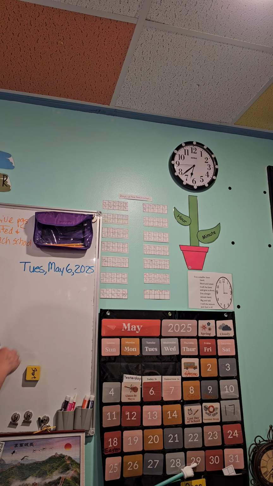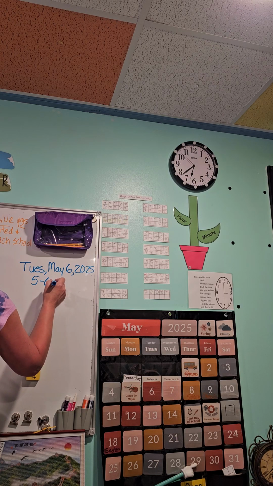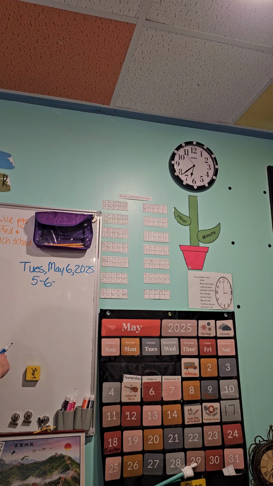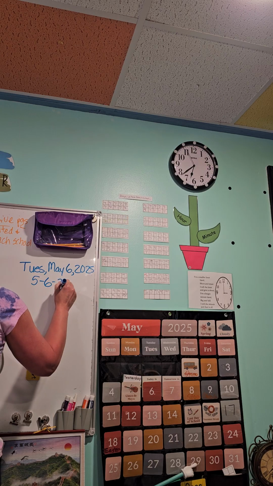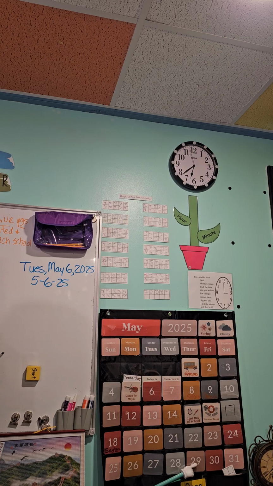What month is May? It is the 5th month. What's the day of the month? It's the 6th. And what is the year? The abbreviation for the year. 25. So make sure you have all that finished.